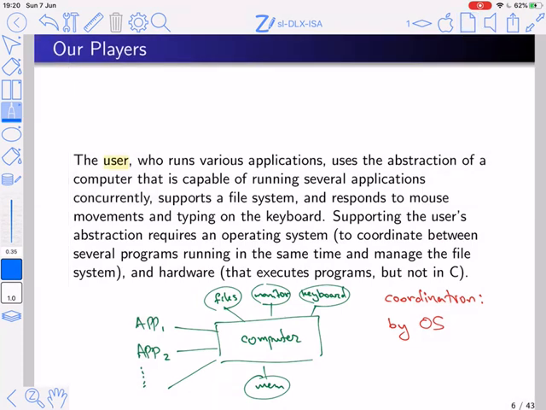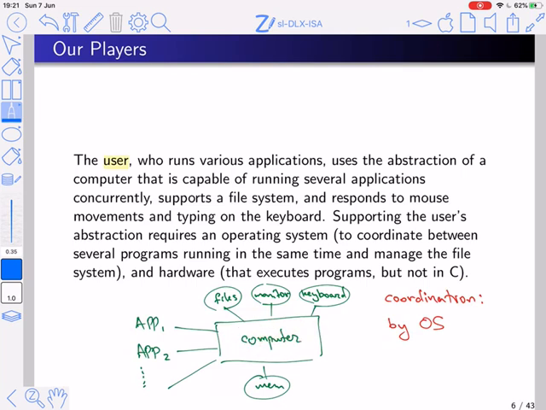Okay, the second player that we want to talk about is the user. The user runs various applications, uses the abstraction of a computer that is capable of running several applications concurrently, supports a file system, responds to mouse movements, typing on the keyboard, etc. Supporting the user's abstraction requires an operating system to coordinate between several programs running at the same time and managing the file system. And of course, it requires the hardware that executes programs, but these programs are of course not in C. So this is the abstraction of the user.